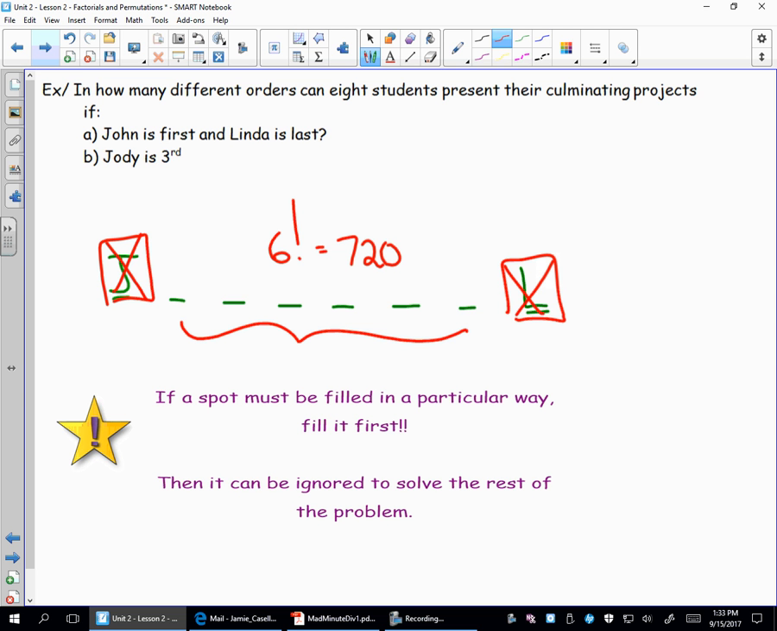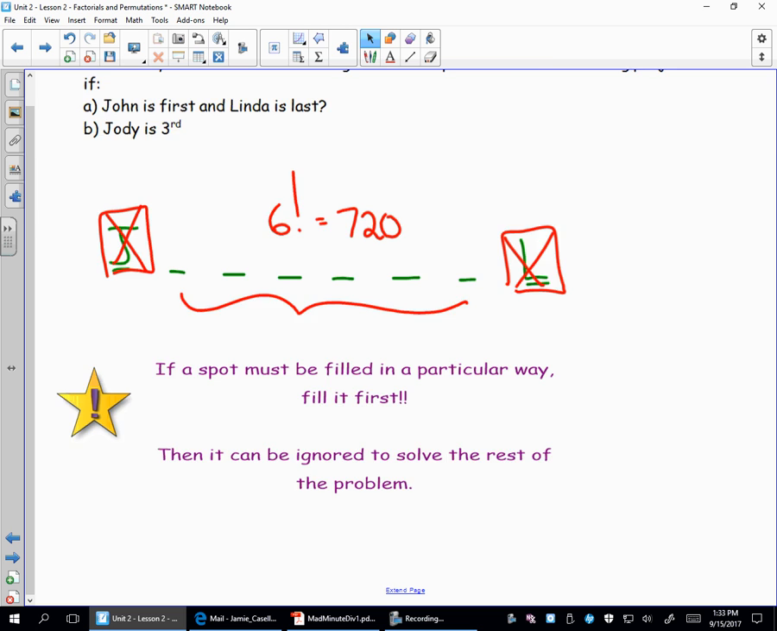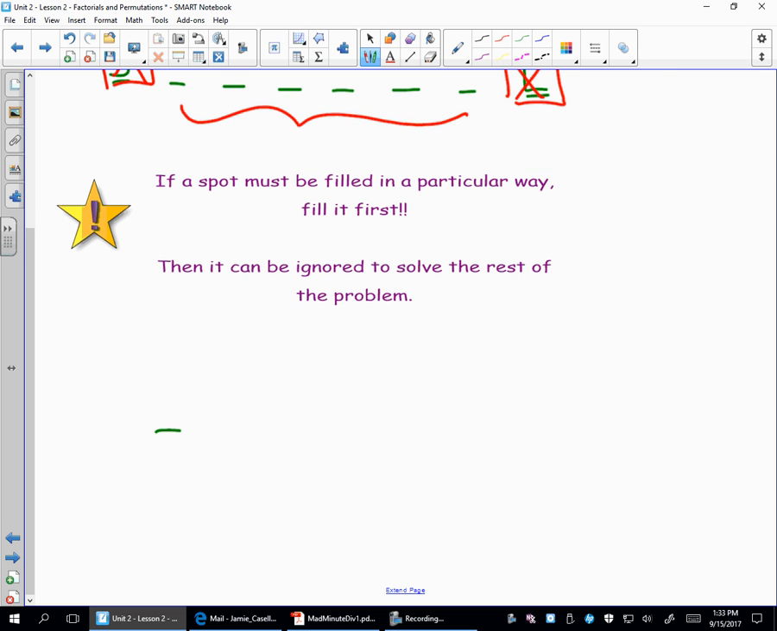Okay, if we take that idea and look at the second one, letter B, Jody has to be third. Well, Jody has to be third. Again, it's a specific spot that I got to fill. I got Jody in third. I don't really care about her spot anymore. It's been filled. It's done, right?